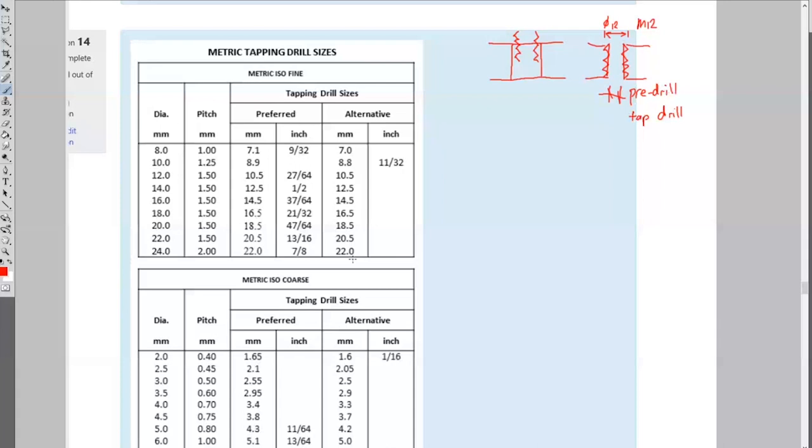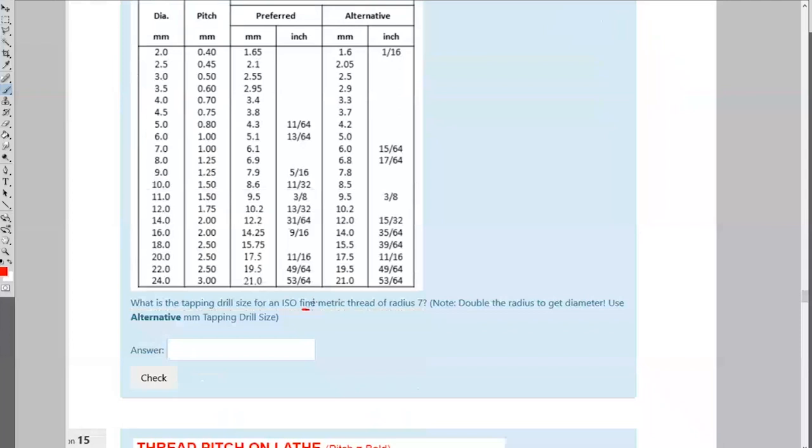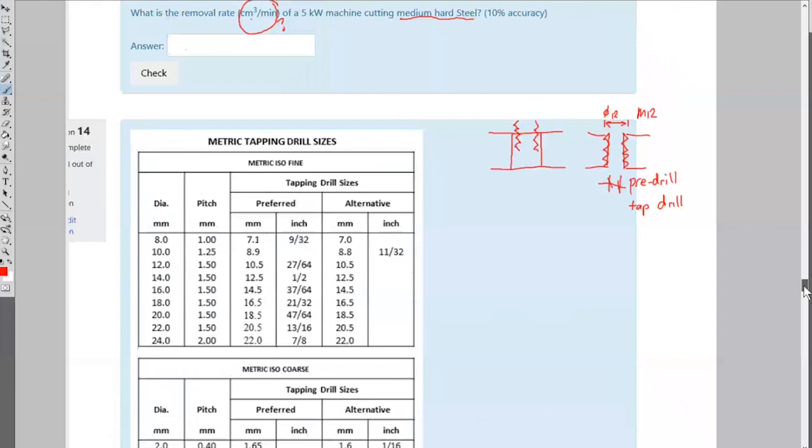Right, now sometimes an imperial size is more convenient than a metric size. So you have a mixture sometimes of millimeters or inches, which drill you want to use. What is the tapping drill size for an ISO fine? So it's fine metric of radius 7. Okay, radius 7. That's an unusual way to say a bolt, isn't it? So obviously radius 7 means diameter 14.